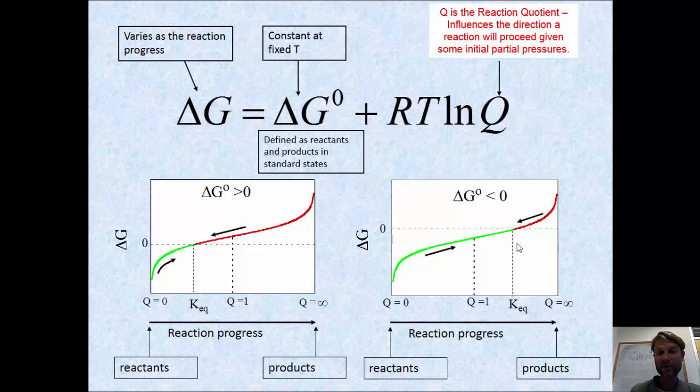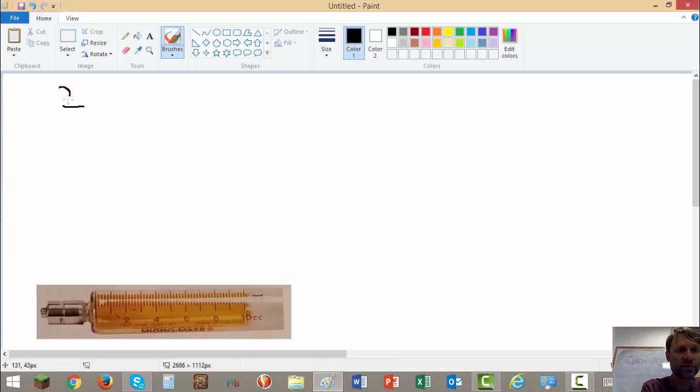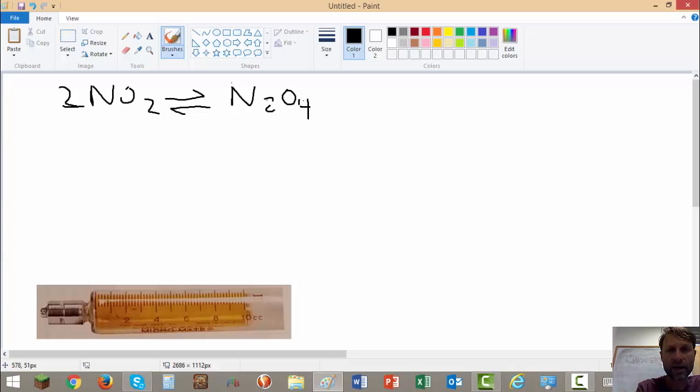Now let's work a problem that will demonstrate some of these concepts and make it more obvious to you. So now we're going to calculate the delta G of the reaction of 2NO2 gas in equilibrium with N2O4. And under standard conditions, this reaction has a delta G of minus 4.75 kilojoules.